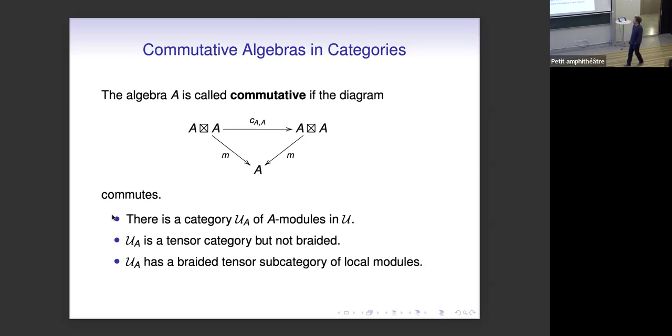And if the category is braided, you can also ask whether this algebra is commutative. Commutative means the multiplication commutes with the braiding. Right? I can take A tensor A, use the braiding to swap the factors and then multiply, and if the algebra is commutative, this has no effect. Now in this setting, if one starts with a category U, and this category U we always want to think about as our category of weight modules of SL2, one has the notion of a tensor category of A modules in U. This category is a tensor category, but not necessarily braided. But it has a subcategory of local modules, which is braided. This is all very well studied in the category literature, and this is called the subcategory of local modules.